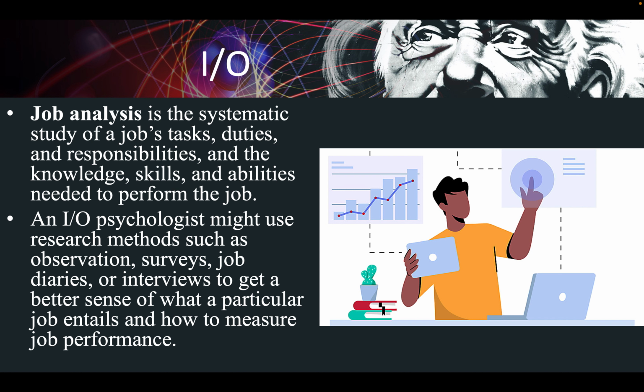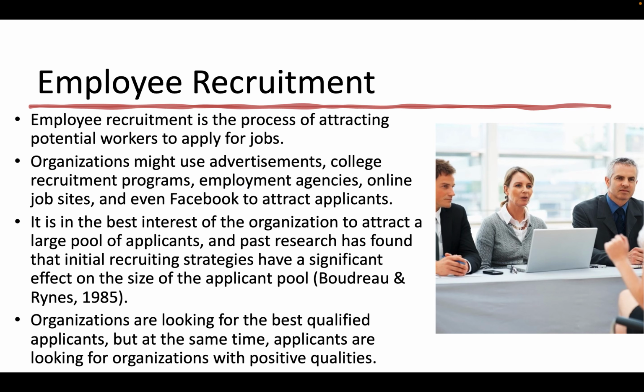Job analysis is a systematic study of a job's tasks, duties, and responsibilities, and the knowledge, skills, and abilities needed to perform the job. An IO psychologist might use research methods such as observation, surveys, job diaries, or interviews to get a better sense of what a particular job entails and how to measure job performance.